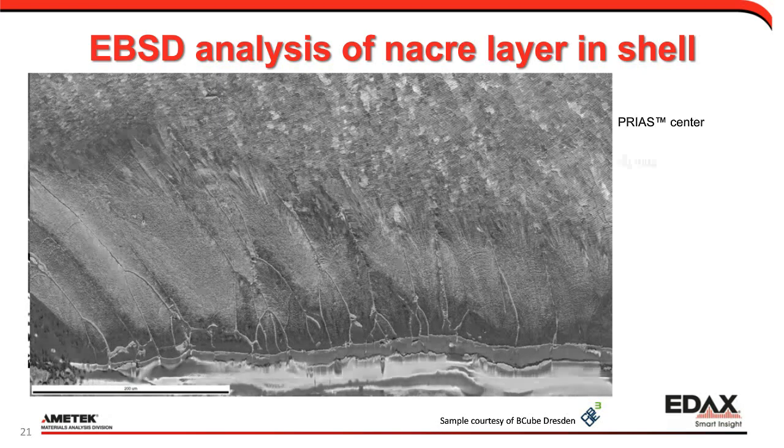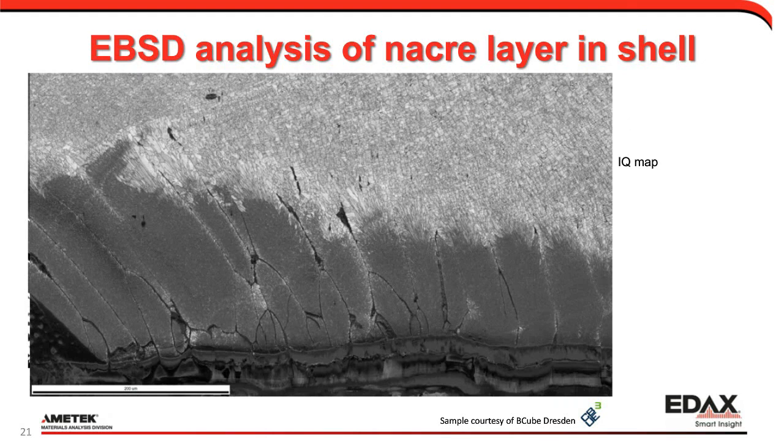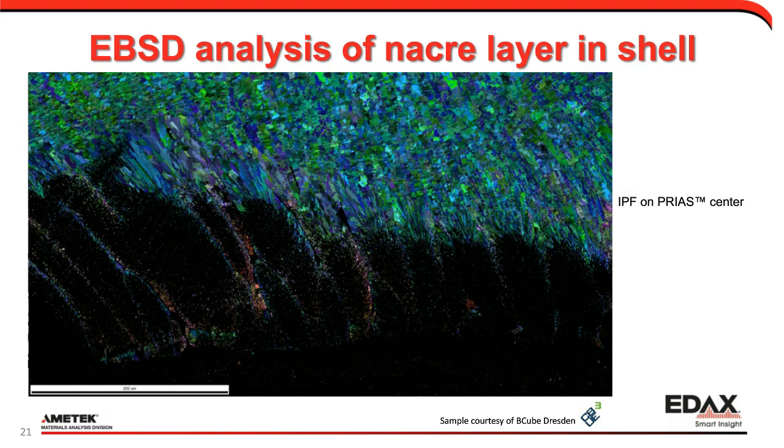Then we go even one step further to look at the image quality map. The image quality is directly an EBSD scan and a representation of the band contrast, so the higher crystallinity areas have sharper contrast and more detailed IQ. And finally, looking at our inverse pole figure on top of the Prius center image, we're able to get some of the orientation contrast from the Prius filled in with the orientation color of the inverse pole figure, plus some of the topography all together in one image.